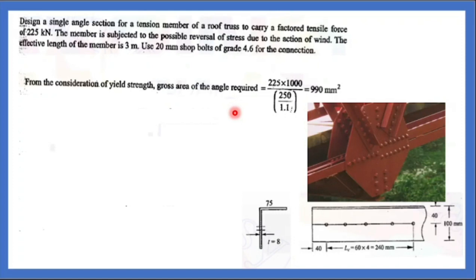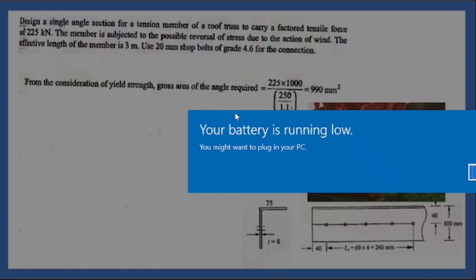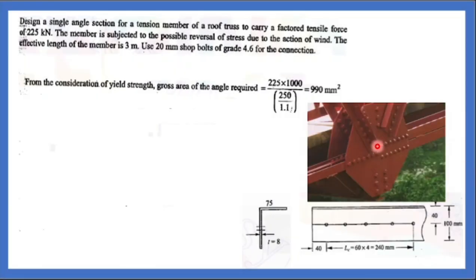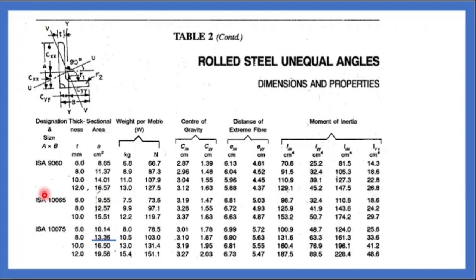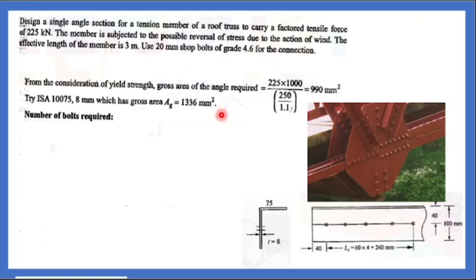If the given data says to use a particular section, use that. You should use a single angle section. So refer to the steel table where you can find an area more than 990 mm square. If I am selecting 100 by 75 for 6 mm thickness, it has an area of 1014. What is your requirement? 990. So either you can choose 6 mm or 8 mm. For safety purposes, they have taken 8 mm. So 100 by 75 by 8 mm thickness. So number of bolts required.